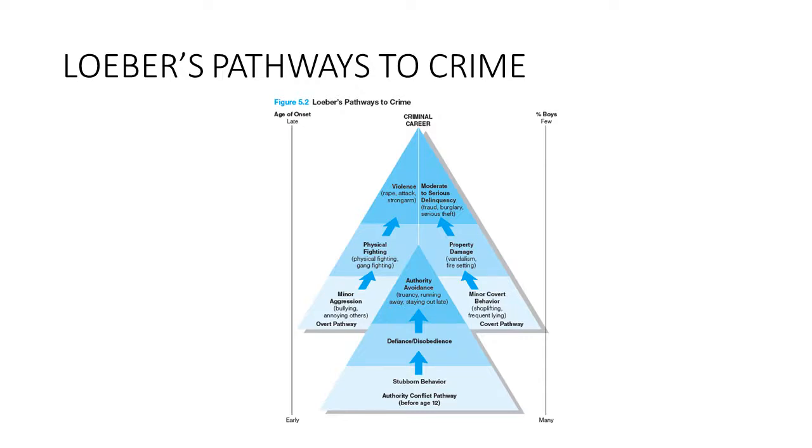Here is the pathway to crime set out by Loeber. It's also in the book. I put it on the slides for you to review. From here, we are going to next evaluate these developmental theories and discuss delinquency prevention.